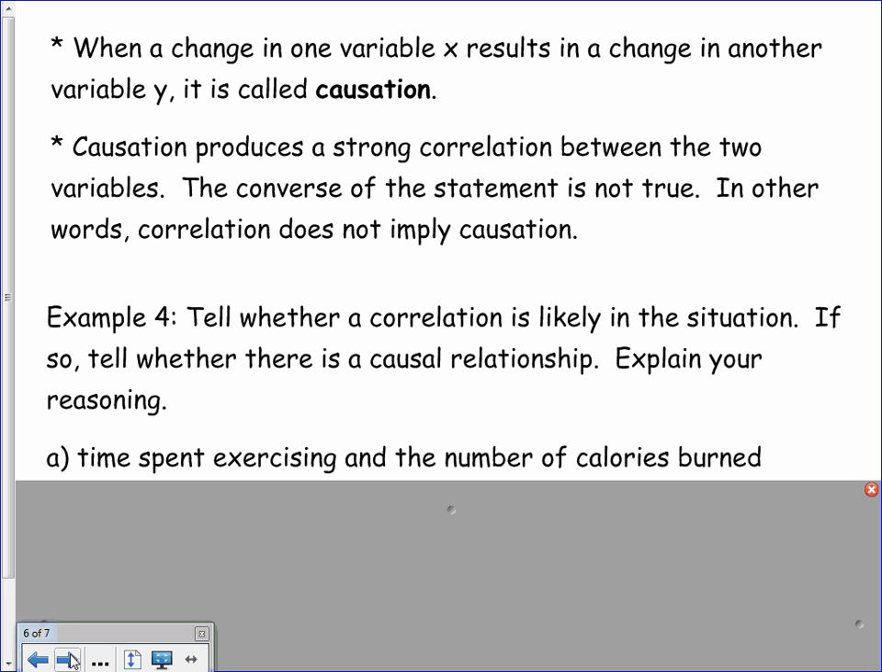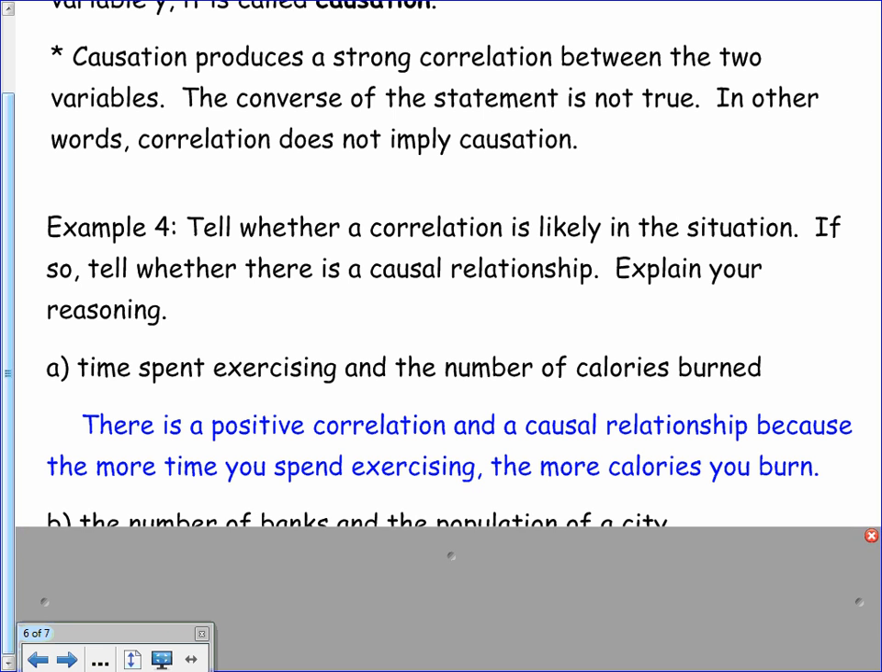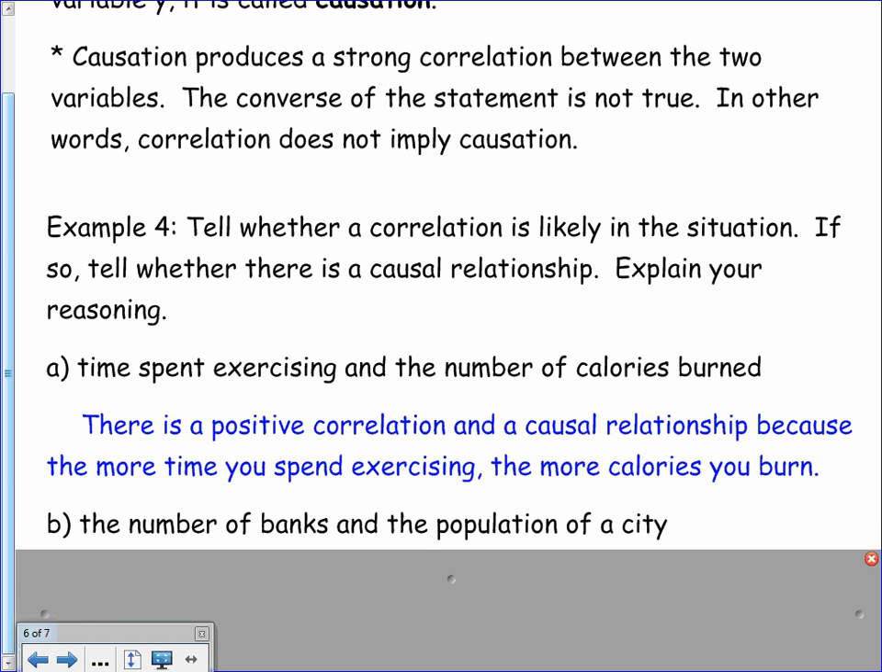Explain your reasoning. So the time spent exercising and the number of calories burned. Now, is there a correlation between that? The more time you spend exercising, the more calories you are going to burn. Yes. And does your time spent exercising cause more calories to be burned? Yes. So in this case, there is a positive correlation and a causal relationship because the more time you spend exercising, the more calories you're going to burn. If we graph that, it would definitely be a positive correlation scatter plot.